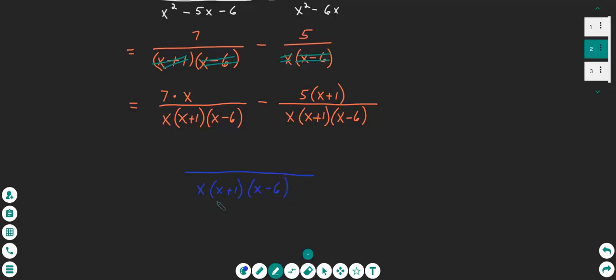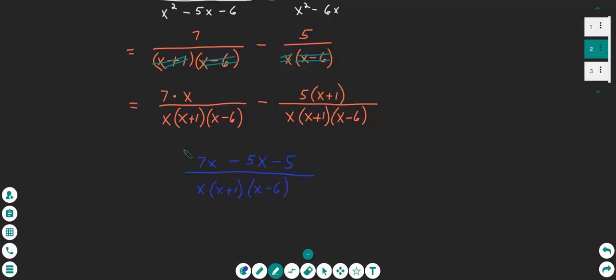This is kind of nasty to expand, so I'm going to leave it the way it is. All right, and then up in the numerator, I have 7 times x. Well, that's 7x. Then I have minus the 5x minus 5. Don't forget to distribute that negative all the way through. It's a negative 5 times x, which would be a negative 5x, and then a negative 5 again times the positive 1 gives us the negative 5.